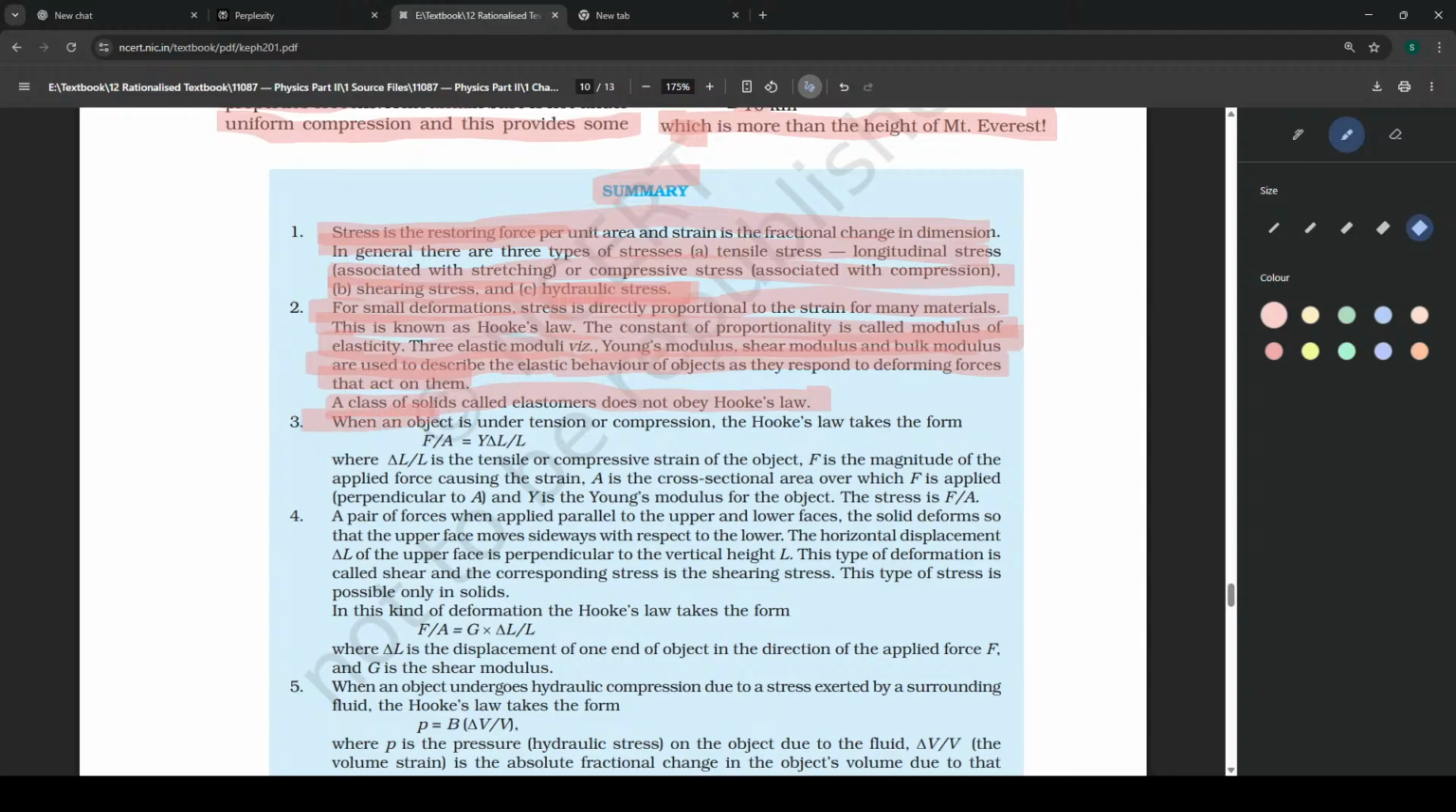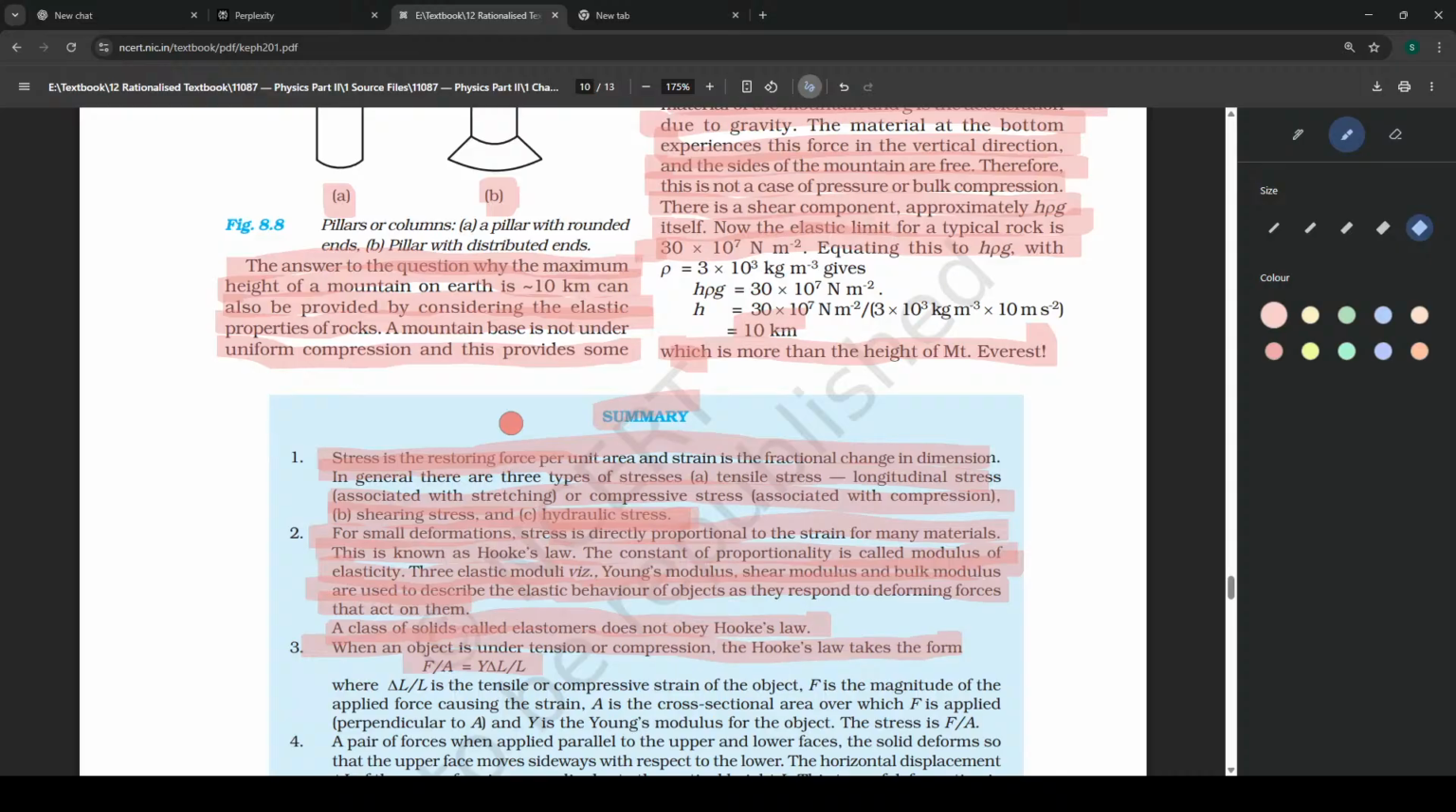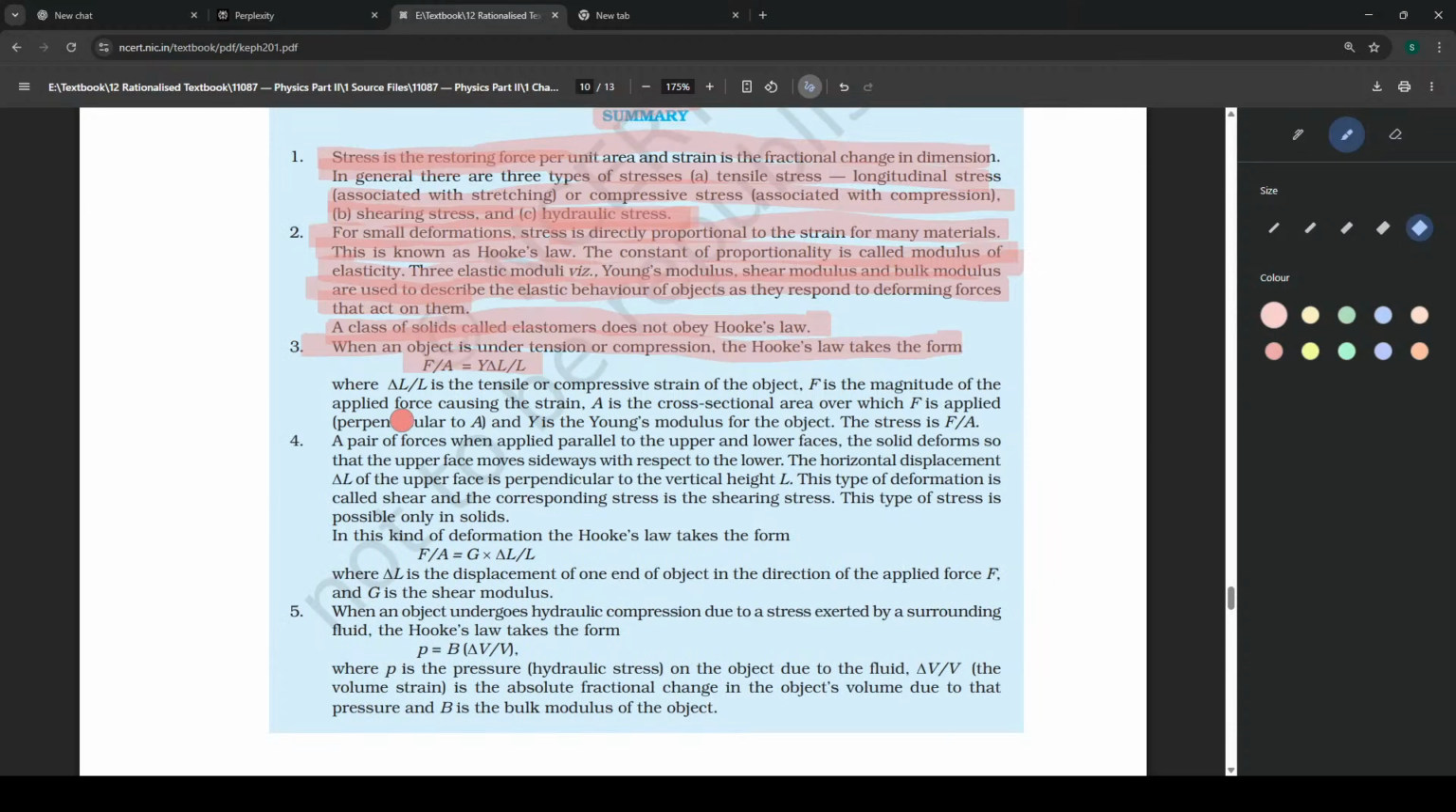When an object is under tension or compression, Hooke's law takes the form F/A = Y ΔL/L, where ΔL/L is the tensile or compressive strain of the object, F is the magnitude of the applied force causing the strain, A is the cross-sectional area over which F is applied perpendicular to A, and Y is the Young's modulus for the object. The stress is F/A.